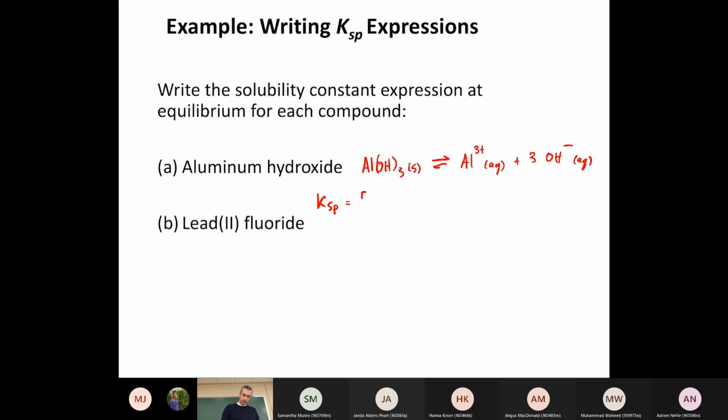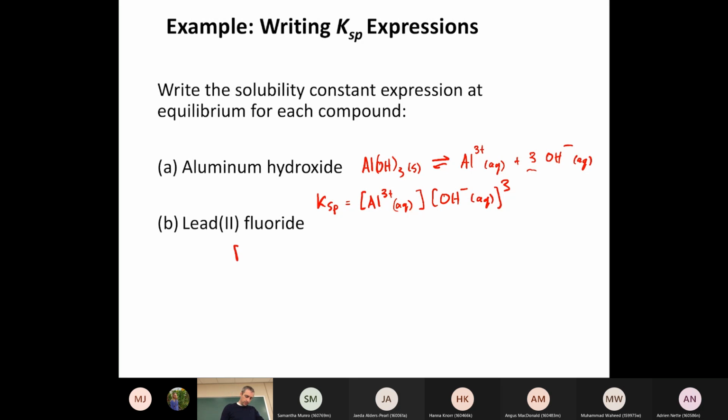the concentration of the products, Al3+ aqueous times the concentration of hydroxide. And we would cube the hydroxide concentration because there's a 3 in front. It's basically the same as you'd write any equilibrium expression, except we leave out pure solids and liquids, which was always the case anyway.